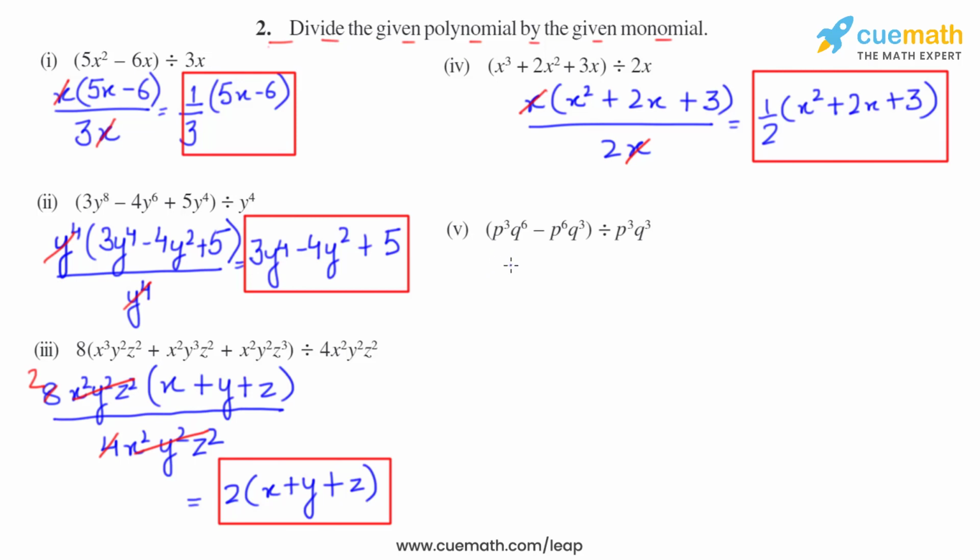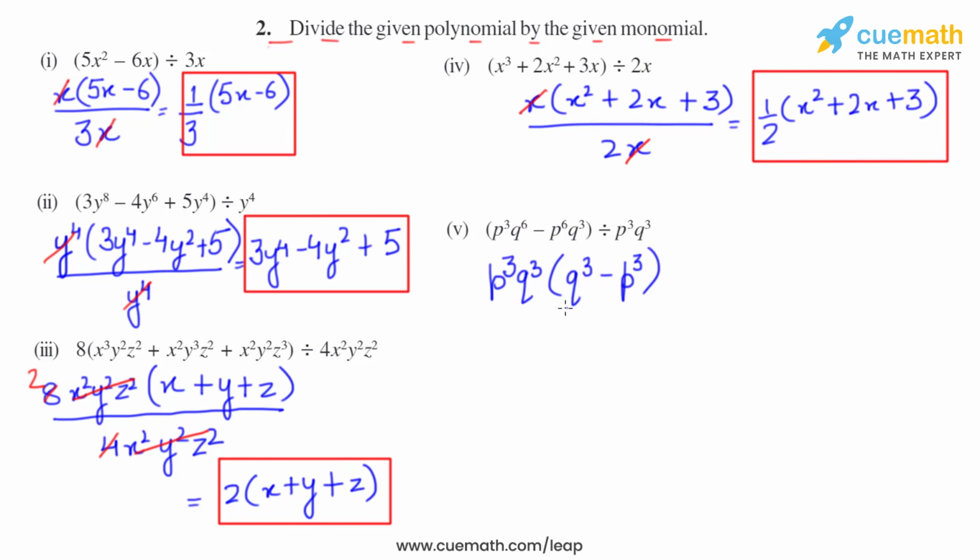Last part. In the numerator, we can factor out p cube is there in both the terms, q cube is there in both the terms. So p cube, q cube can be factored out, and inside we will be left with q cube minus p cube, because in the first term p cube, q raised to the power 6, when you divide it by p cube, q cube, p cube will get cancelled and q raised to the power 6 by q cube will give us q cube.